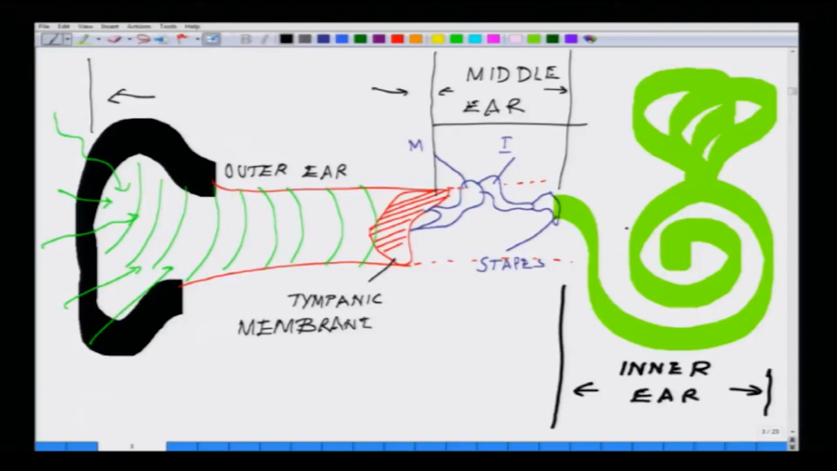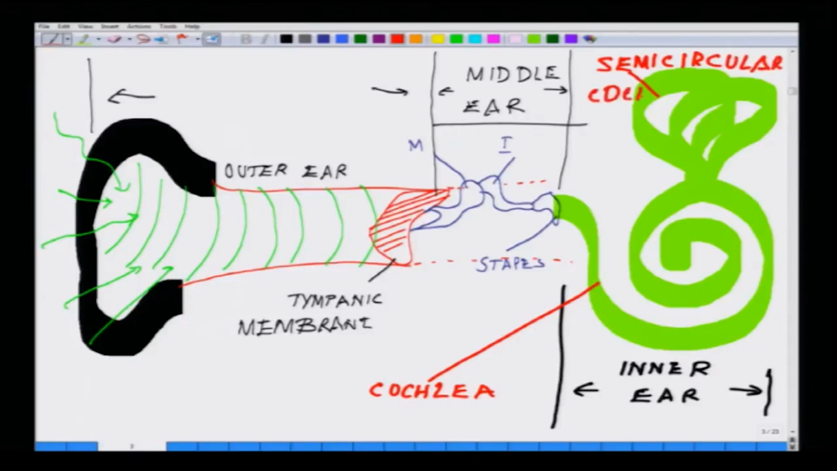And this is the cochlea. On top of the cochlea, you have something called semicircular canals. The upper part of the cochlea and the semicircular canals are the ones involved in equilibrium, and the cochlea is the one involved in deciphering sound.